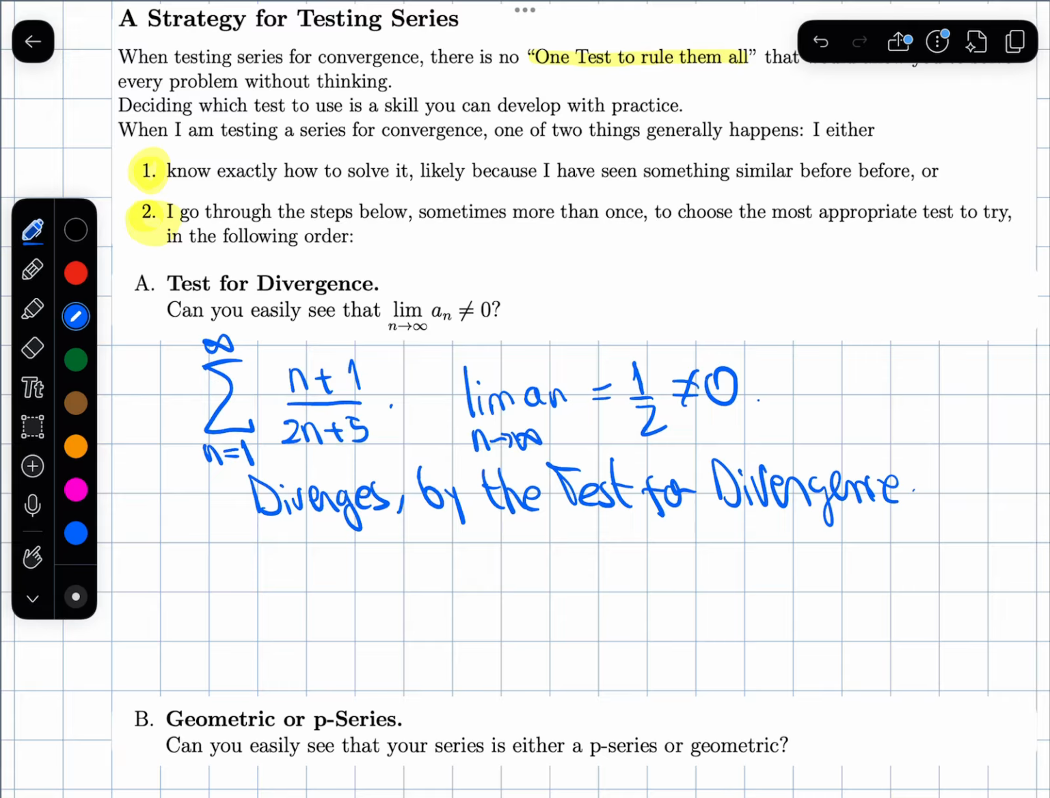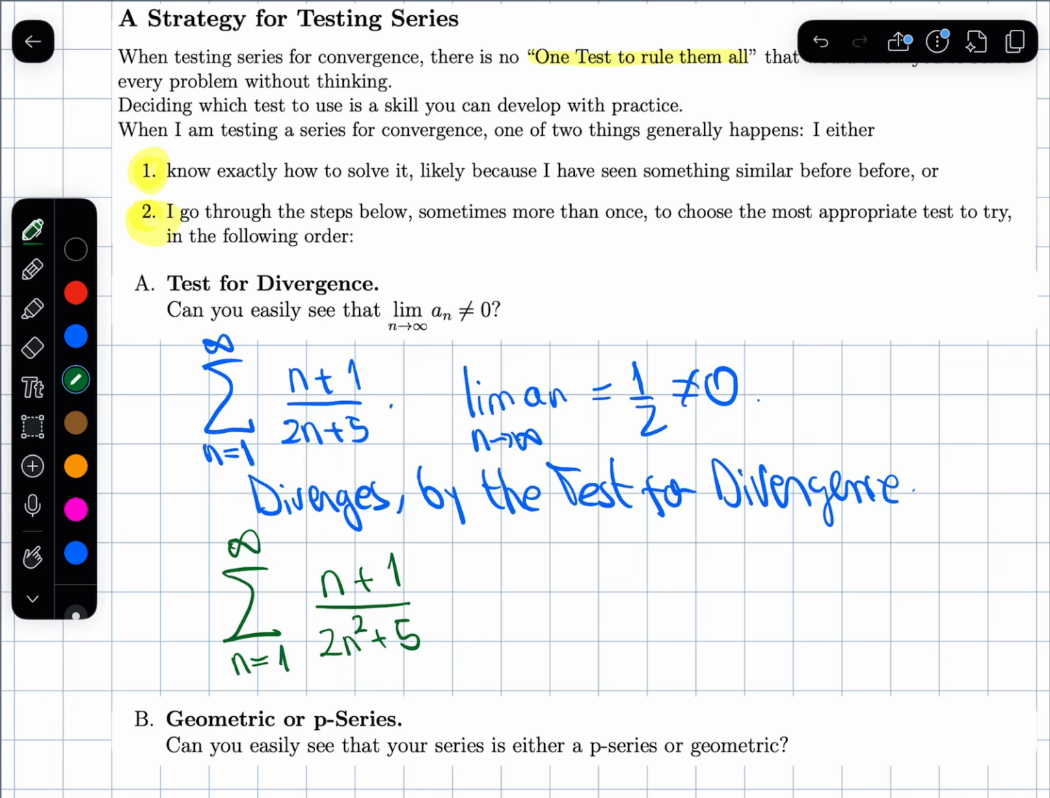So when I look at it and I see the limit isn't zero easily, then I'll go and use the test for divergence. But if I look at it and I see something like this, almost the same, but now the bottom has a power of 2, then the limit is 0 if I calculate it. So this is not a good candidate for the test for divergence. So I'll think of something else. I'll still look at it and think, does the limit of this go to 0? Oh, it does. So the test for divergence doesn't help me. I'll try a different strategy.